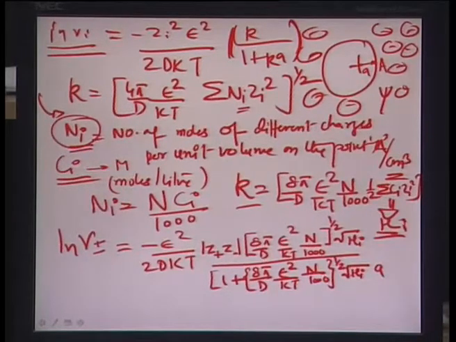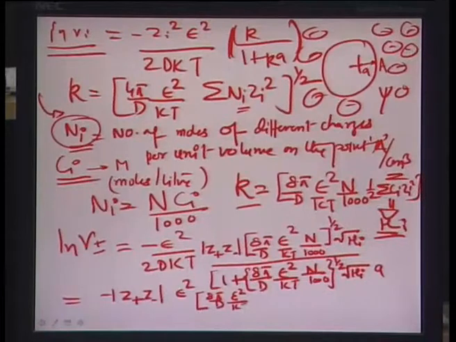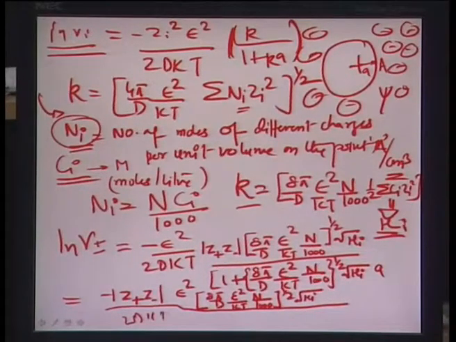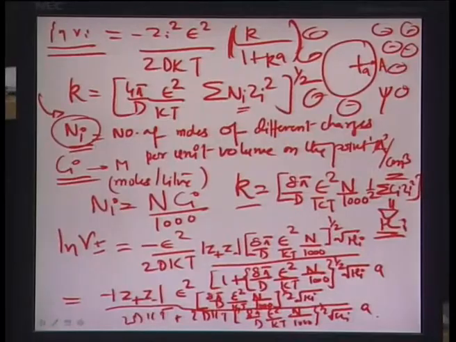We could couple this all together and just write it in the following manner: z plus z minus, of course modulus, and epsilon square is taken here, writing the value of 8 pi by d epsilon square by kT, N by 1000, half, root mu I, and in the denominator you have twice dkT plus twice dkT times 8 pi by d e square by kT, N by 1000, whole half, root of mu I times a.